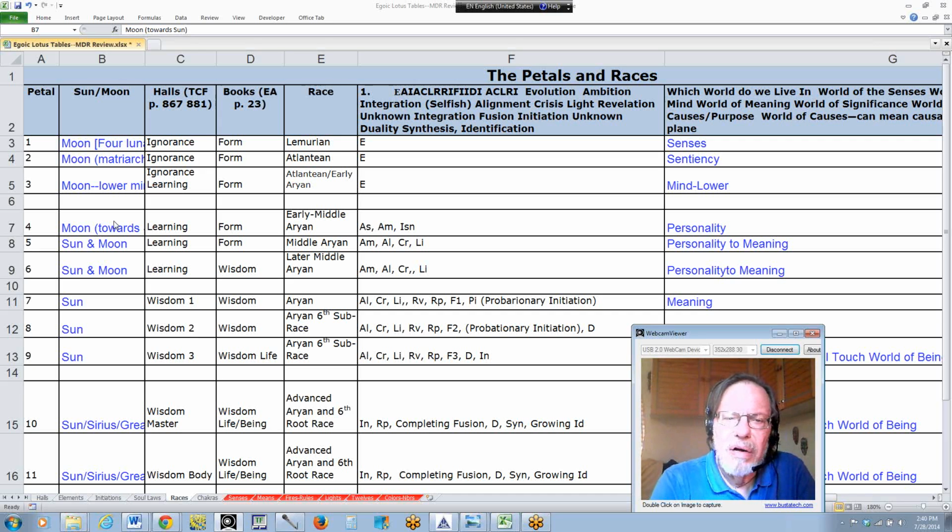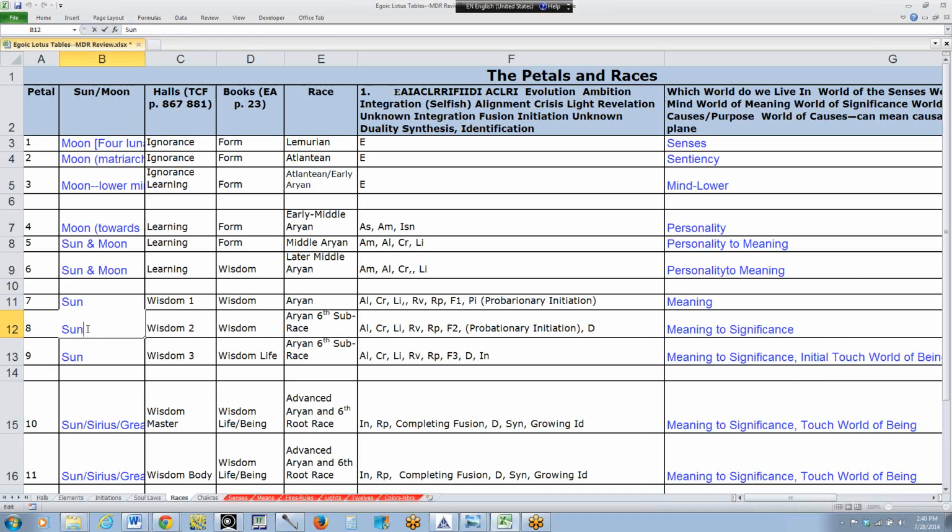And then petal number 8, the heart of the sun. And petal 9, our first contact with the central spiritual sun. So I think I should put that in. Heart of the sun, heart of the sun. And with some of these it's easy to see, and others, unfortunately, I am not the one who knows how to handle these Excel sheets. But you get the idea.